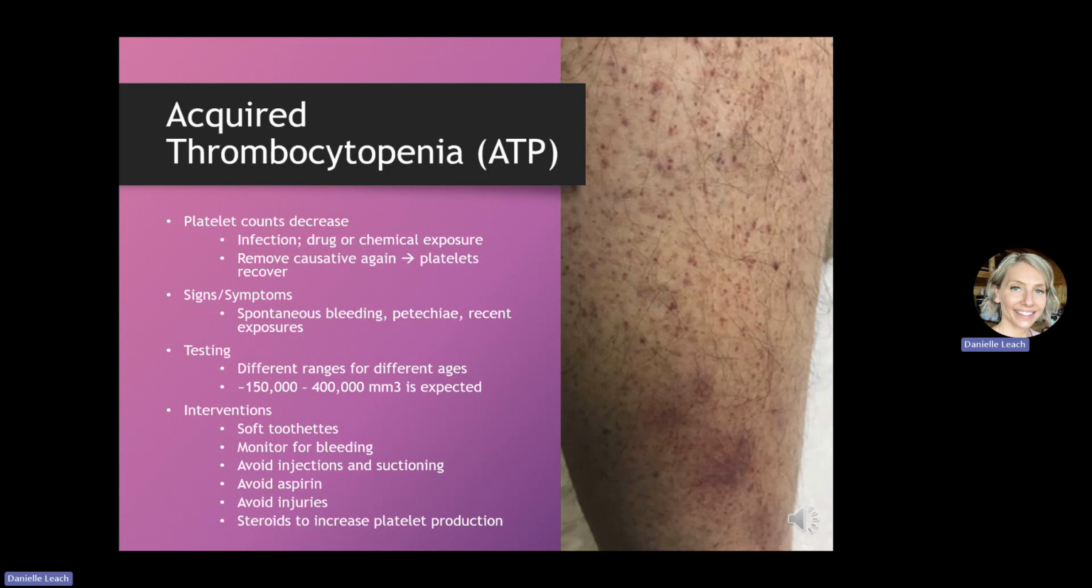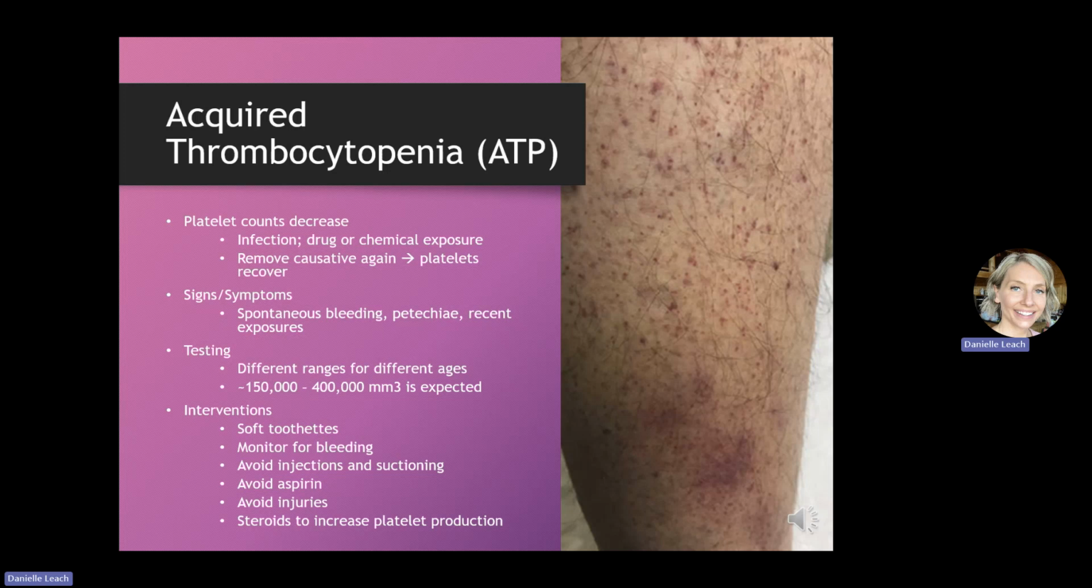Interventions for acquired thrombocytopenia are things like preventing bleeding and monitoring bleeding. So instead of using a hard toothbrush, which are typically given in hospitals, using things like the soft toothettes for oral care. Also monitoring for bleeding in any areas such as stool or urine. Avoiding injections and suctioning. So for example, not giving vaccines at this very moment, holding them till later. Not over suctioning unless it's absolutely needed. So for example, like nasal suctioning.